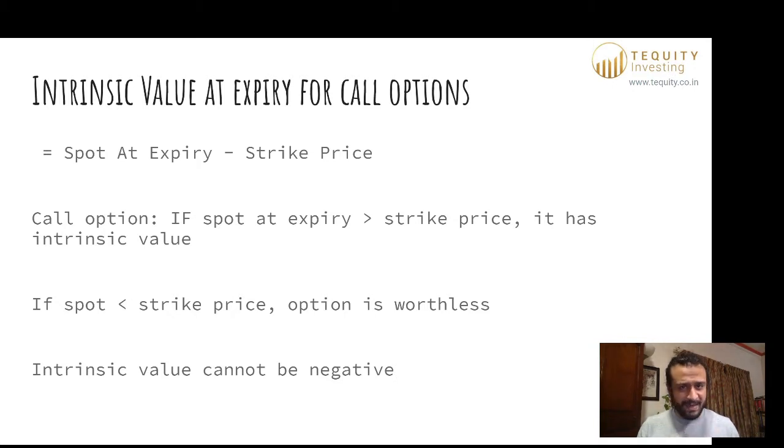We are only talking about expiry scenarios. So we say that the option has intrinsic value at expiry if the spot at expiry is greater than the strike price. If, however, the price of the underlying asset is lesser than the strike price, the option expires at zero value. It has no intrinsic value, right? So essentially, if a call option expires below the strike price, the seller of the option gets to keep all of the premium and the buyer forfeits all of it, right?